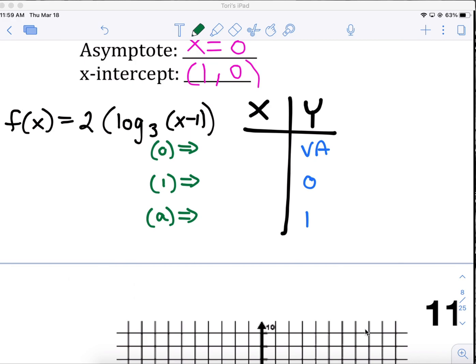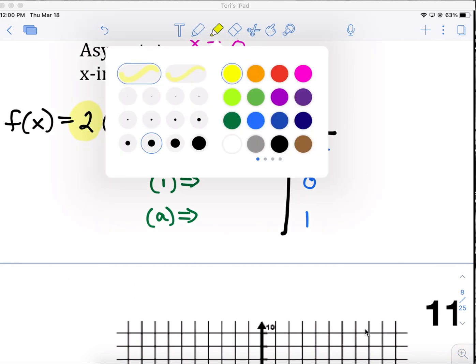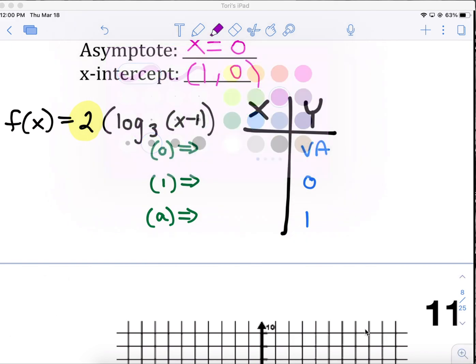This one's got a lot going on here. So I've got a vertical stretch out front, and I also have a horizontal transformation going on in here with the x. So let's start with this one. For the purple, if I'm trying to make log base 3 of something, I'm trying to make that equal 0. What would the x have to be so that the purple part is 0? Well, the x would have to be a 1. At that point, that tells me where my vertical asymptote is going to be.